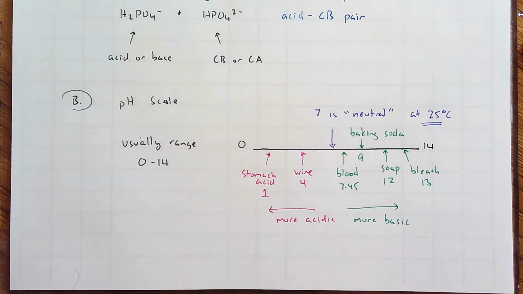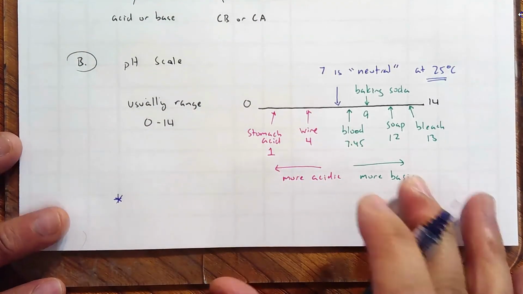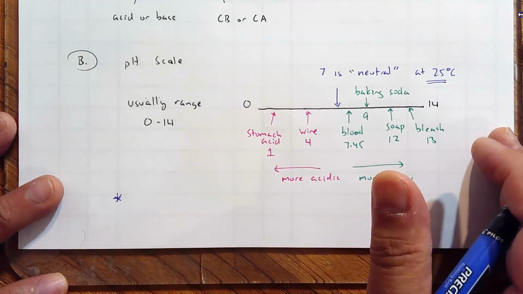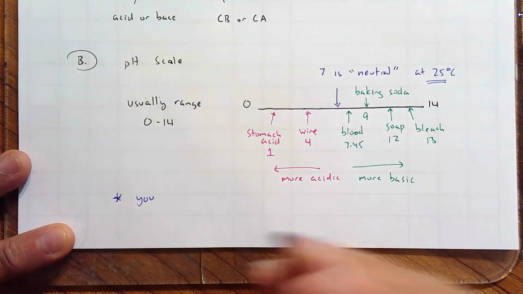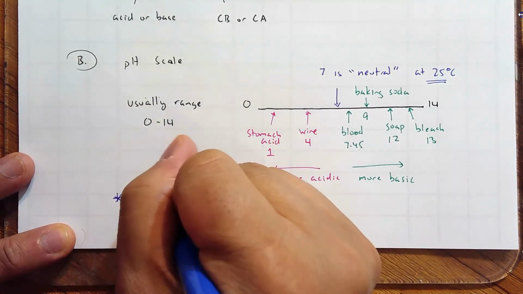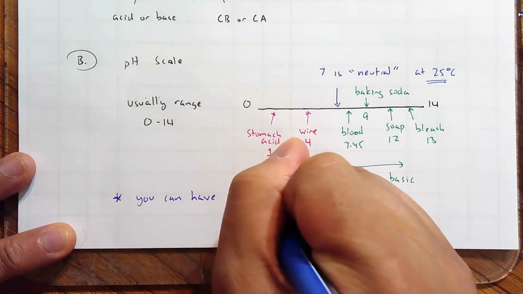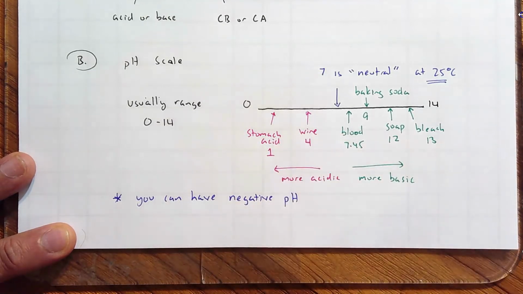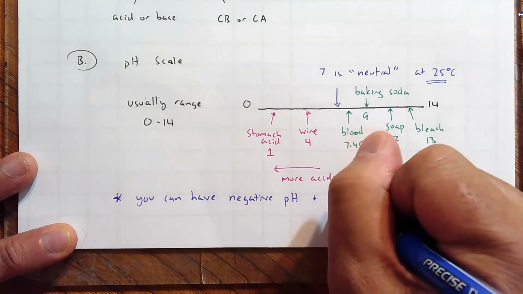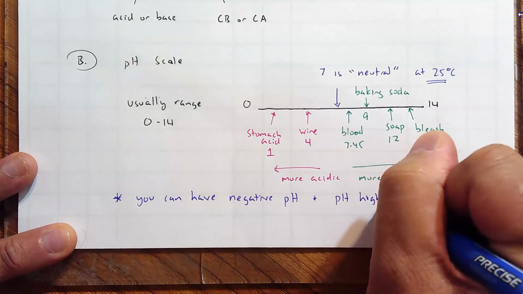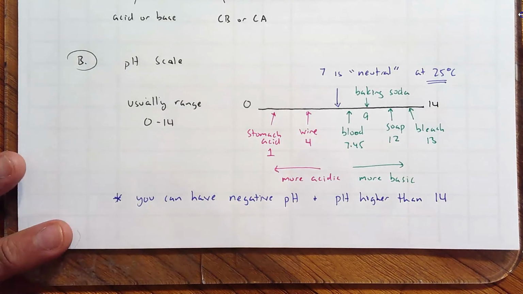A couple things about the pH scale. You can have a number that is negative. You rarely see it, but you can have negative pHs. And you could have pHs that are higher than 14. But this is the normal scale, 0 to 14.